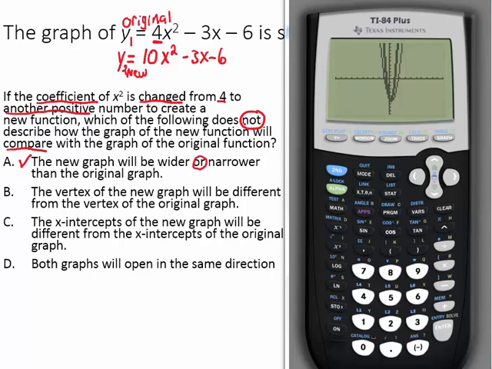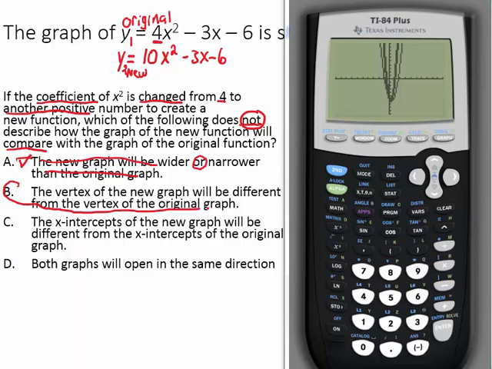However, the problem asks us which of the following does not describe the new graph, so we can't use this one. Okay, the vertex of the new graph will be different from the vertex of the original graph. Now the vertex is the point where they come down to, and I'll notice both of them hit the exact same point right there. They both come down to the same point, so it looks like B might be our answer choice.